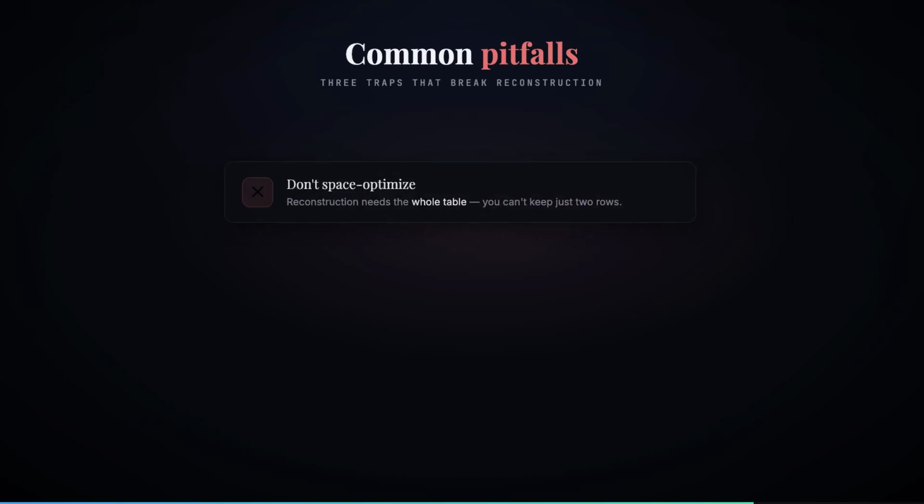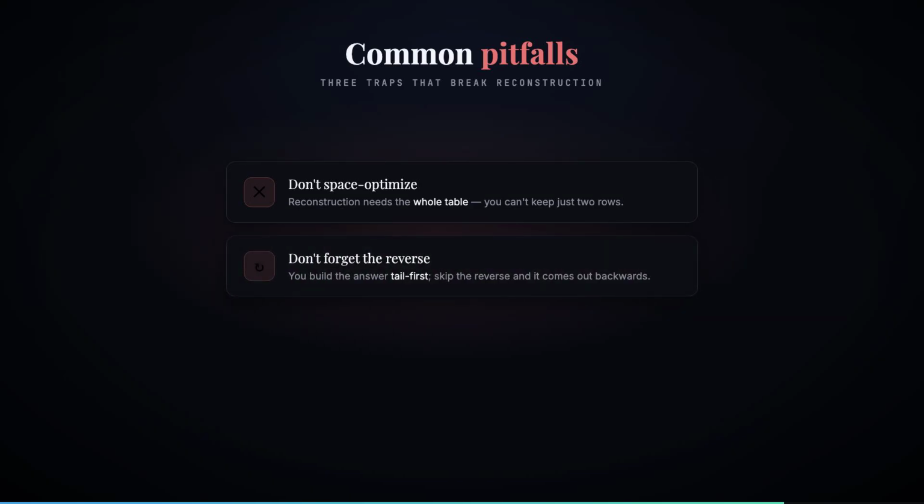3 pitfalls to avoid. Don't try to space optimize. Reconstruction needs the whole table. Don't forget the final reverse. You build the answer tail first. And remember, tie breaking on mismatches is arbitrary. Either direction gives a valid answer.